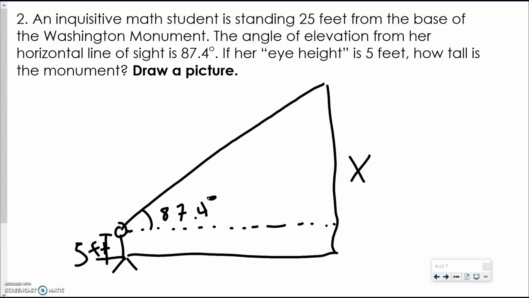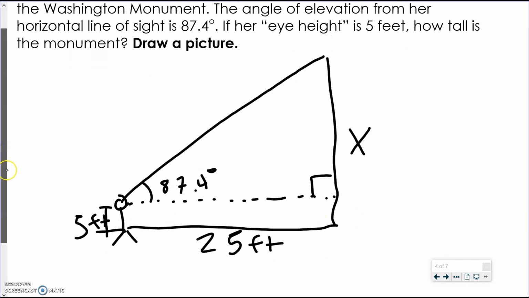And also the 25 feet from the base, I forgot to put that in as well. So if we look here, basically from her horizontal line of sight to the monument, and then essentially her line of sight, we can see that it is just one big right triangle. And from that, we should be able to use trigonometry in order to find out this missing side length. However, one thing we also have to keep in mind is the 5 feet of her eye height, because again, her eye height is 5 feet above the ground, and her horizontal line of sight is at her eyes. So that's going to come into play a little bit later.